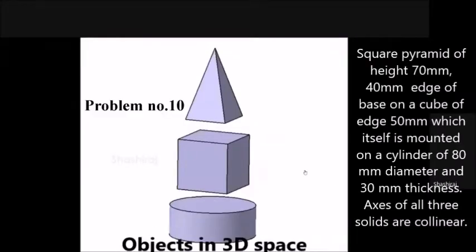You can see this animation. There are three solids. Bottom solid is the cylinder. On top of this there is a cube, and on top of this there is a pyramid. They are placed in 3D space now. Or if I draw them separately on isometric, it looks like this.